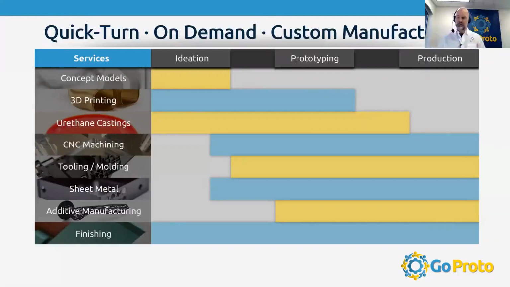So we concentrate, yes, we can make great parts, but we need to have graphics, we need to have inserts, colors and textures and so on. We very much focus on finishing to put the final touches on your parts to make them usable. So again, just prototype through production, quick turn or on demand. Custom manufacturing is GoProto's business model.